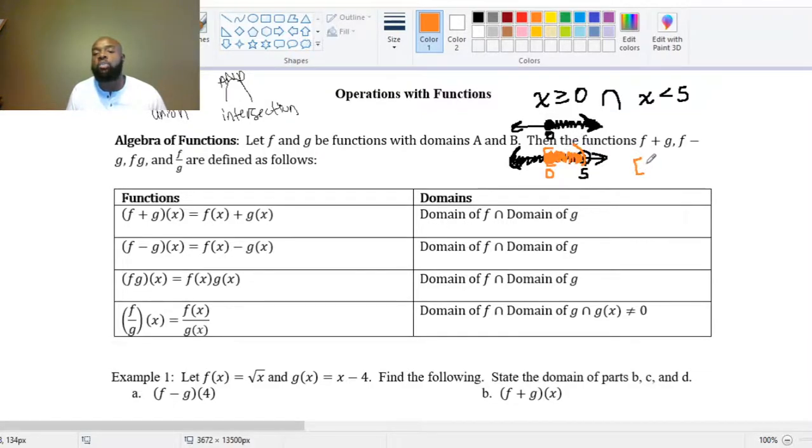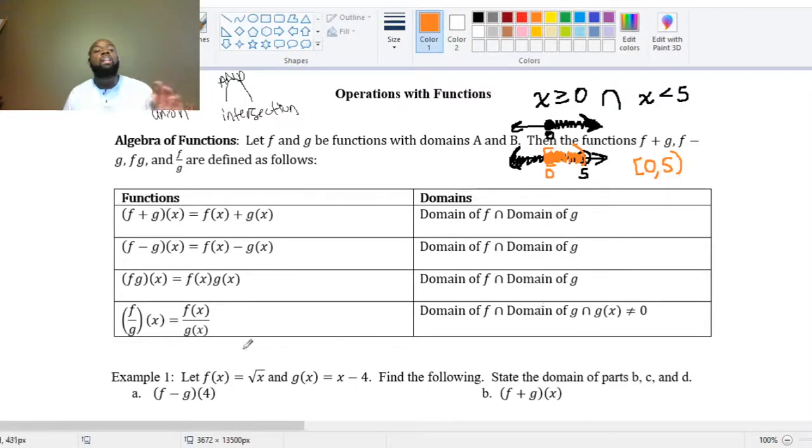And so my intersection would be from 0 to 5, and I put a parenthesis around 5 since I don't include that. That is the intersection. That's what we mean by the intersection. And so when I add, subtract, and multiply two functions, the domain of that sum, that difference, or that product is just the intersection of each of those domains.